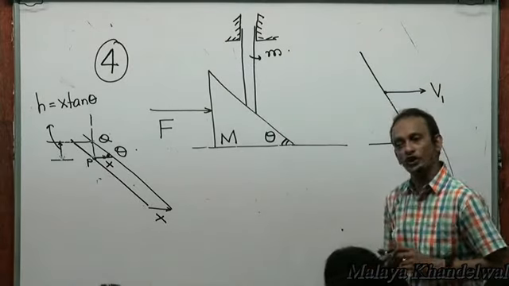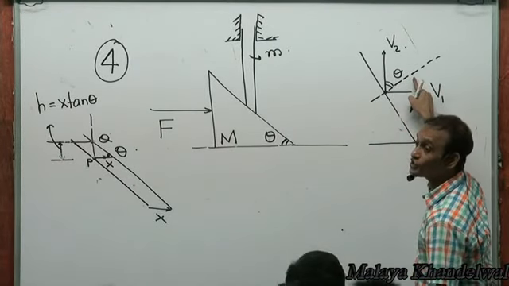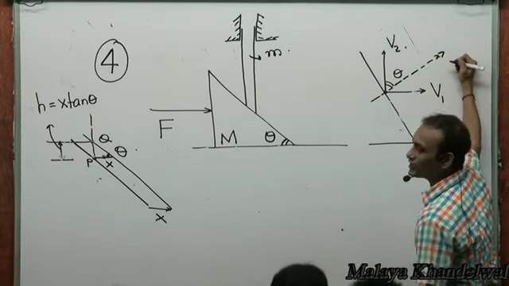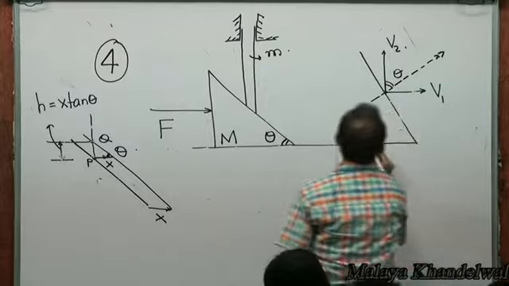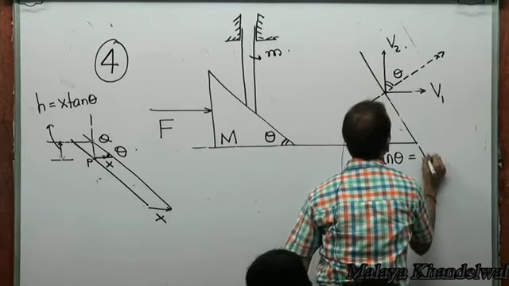The rod at any given instant will have a vertical velocity only. Now, in order that they maintain contact, what is the condition for them to maintain contact? Yes, along the common normal direction, they must have the same velocity. Yes or no? So then, v1 sin theta must be equal to v2 cos theta.